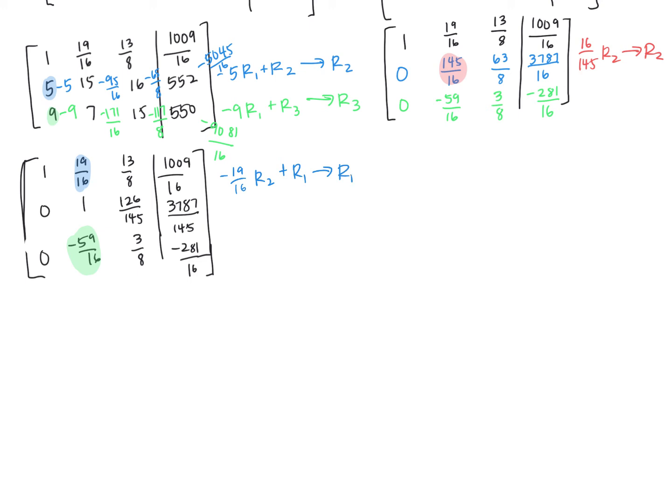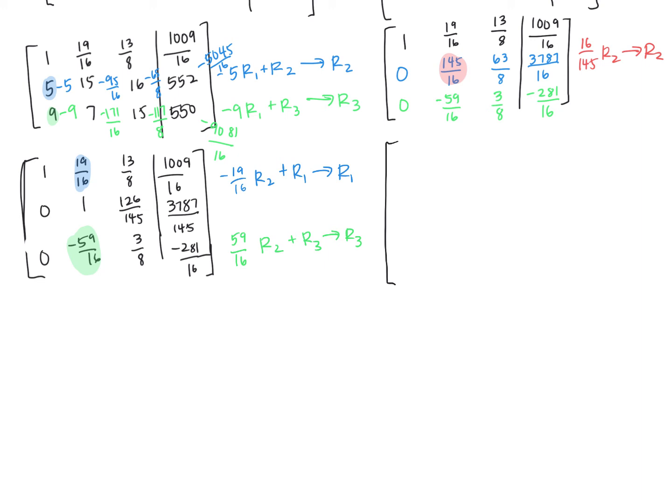Similarly, I'm going to do row 3 at the same time. So I'm going to multiply row 2 by the opposite, so that'd be a positive 59/16. Add it to the row I'm zeroing out this time, and then replacing that row. So let's see what we get when we do that.